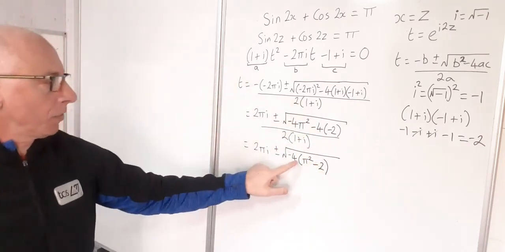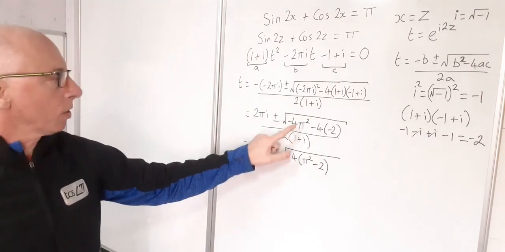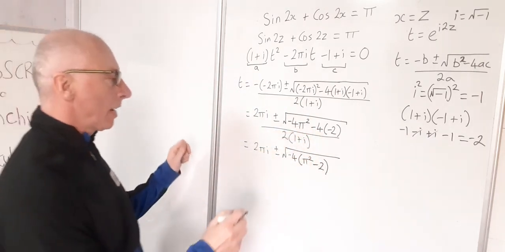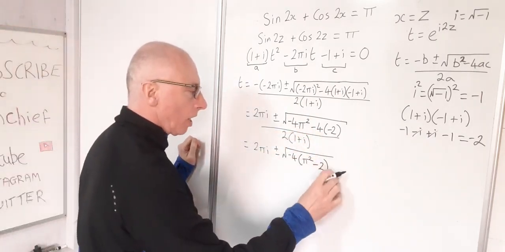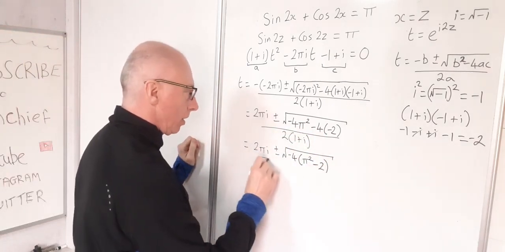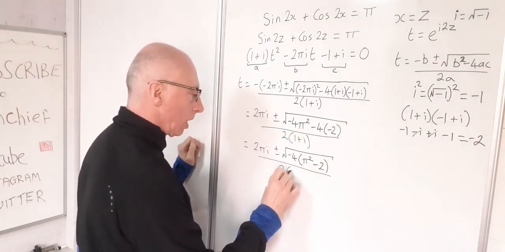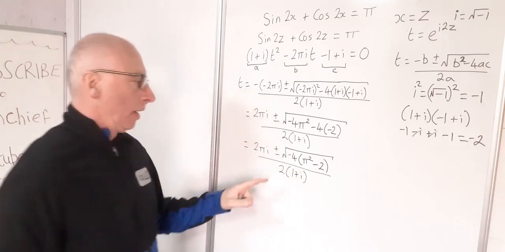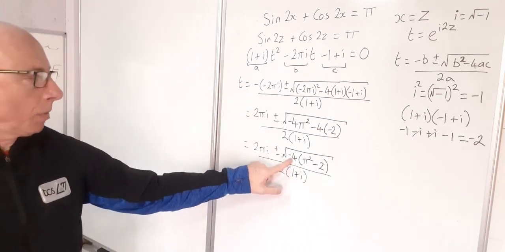So therefore I've got minus 4 times minus 2, minus 4 times pi squared, as I got there in my radical. Now I can do something nice with the algebra. So now I'll just divide all that by 2 times 1 plus i. Okay, let's have a look what we've got here.